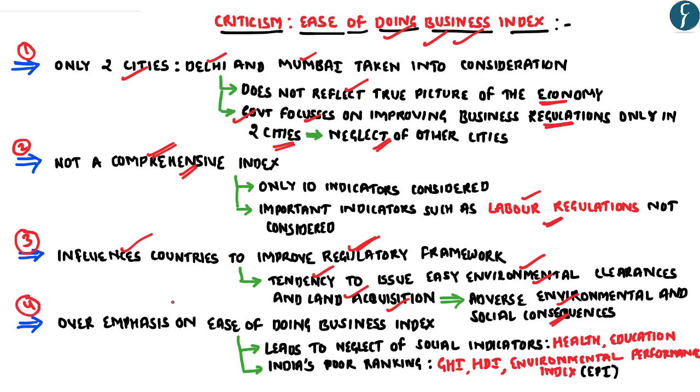And lastly, it can be stated that when the countries across the world overemphasize improving their ease of doing business index, they tend to neglect other social indicators such as education and health. And this is evident in India's poor ranking on some of the international reports such as the Global Hunger Index, the Human Development Index, and Environmental Performance Index. So these are some of the criticisms against the ease of doing business index.